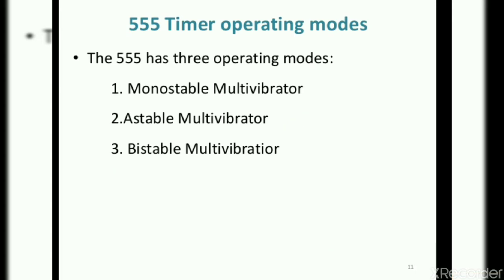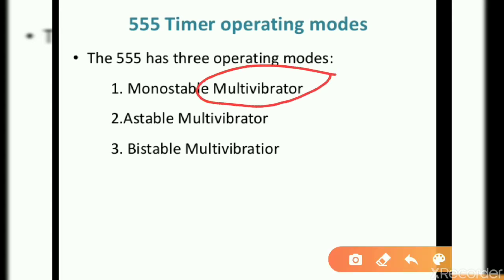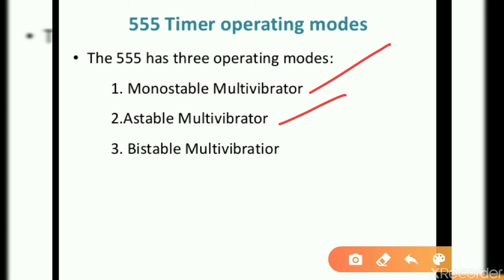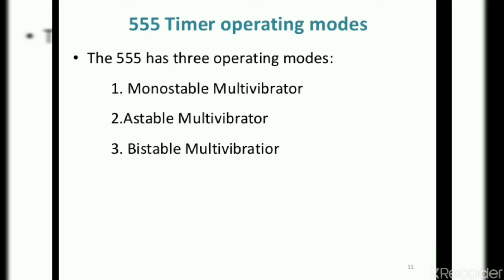Before this, what exactly is a multivibrator? A multivibrator is a square wave oscillator. An oscillator is a circuit which produces continuous oscillations. If the circuit produces square pulses, that is called a multivibrator. A multivibrator is an electronic circuit used to produce square wave oscillations. The 555 timer can operate in three modes: monostable, astable, and bistable multivibrator.